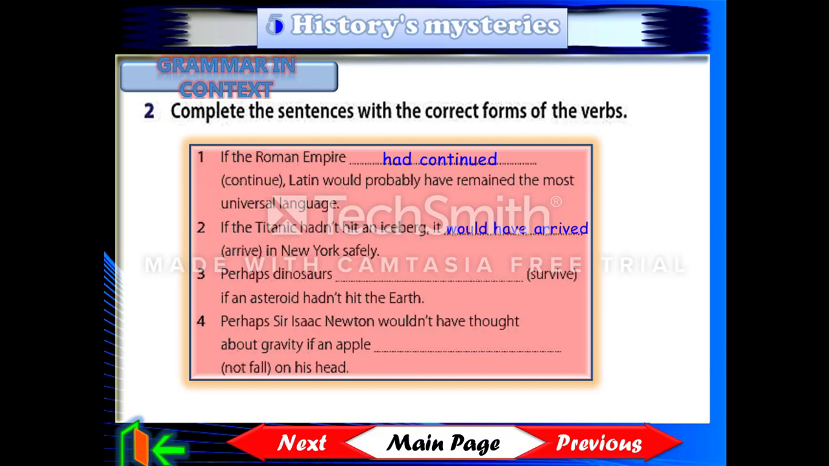Perhaps dinosaurs would have survived if an asteroid hadn't hit the Earth. Perhaps Sir Isaac Newton wouldn't have thought about gravity if an apple hadn't fallen on his head.